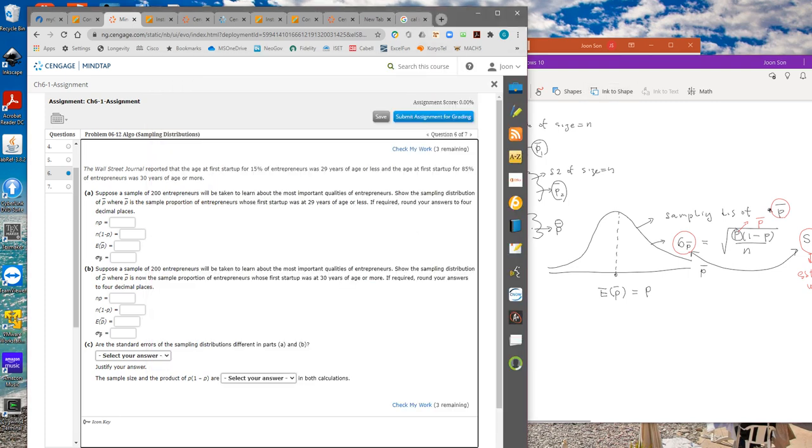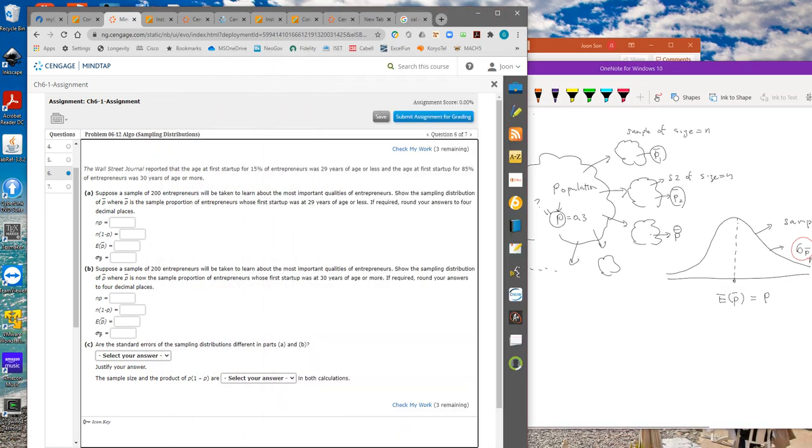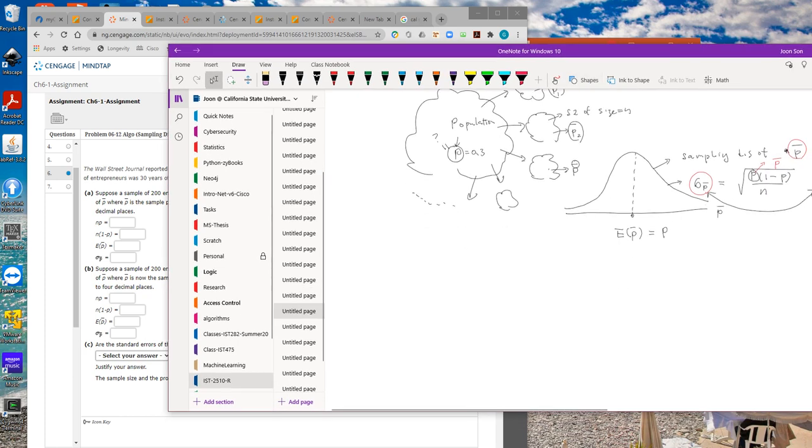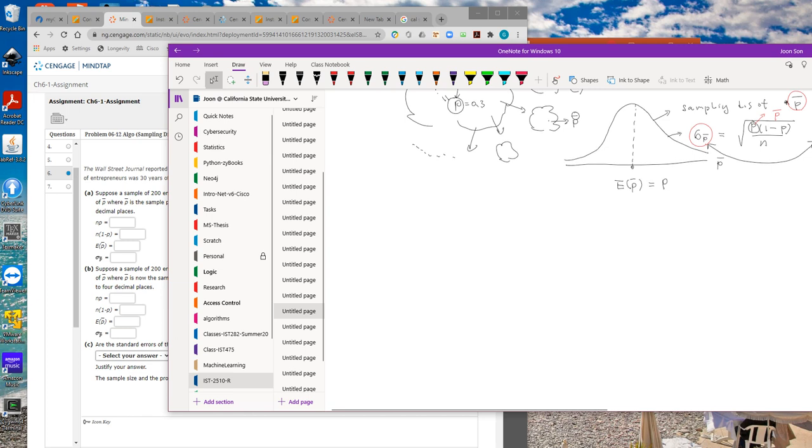Basically, what is given is that 15% of the entrepreneurs started their first startup at 29 or less. So the population proportion given is 0.15.